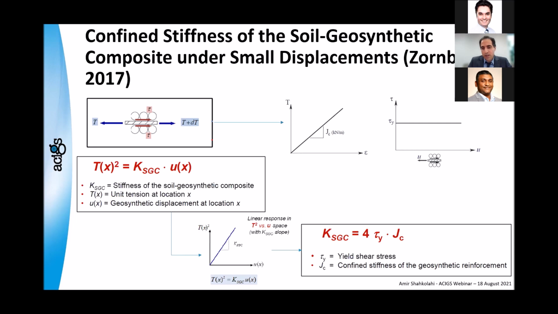4 times tau y multiplied by j, and j you can see is from the top graph. Again, we don't have time to go through the details of what it is, but this is what is available. There are references available that you can refer to and study fully about this very interesting parameter, I would say.